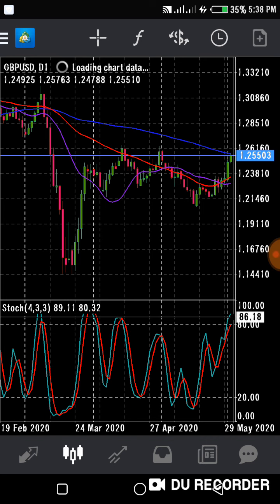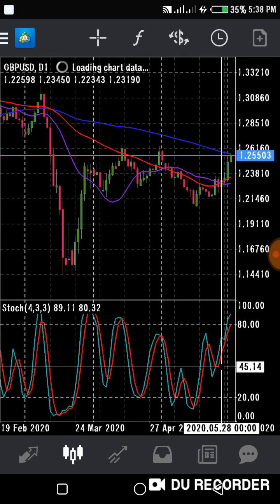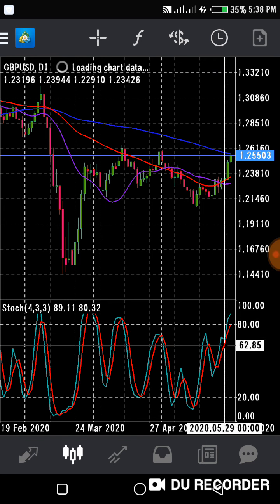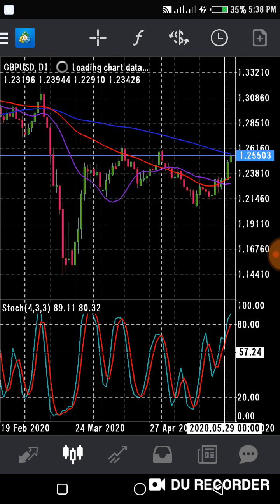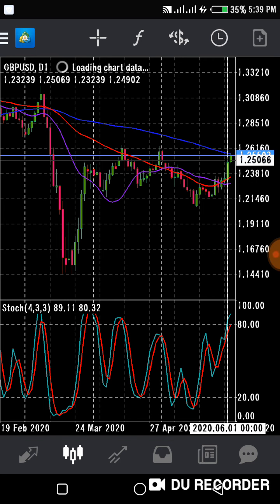bullish. It's in a bullish state. The momentum is high. The momentum indicator is showing that this momentum is high. That means it's the trend. It is in an uptrend.